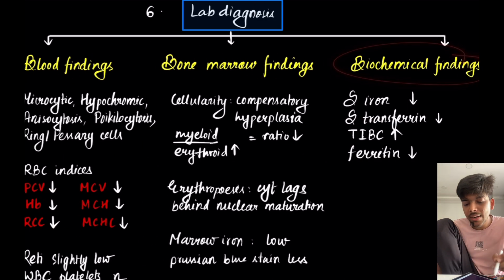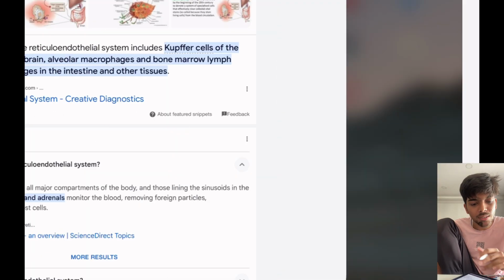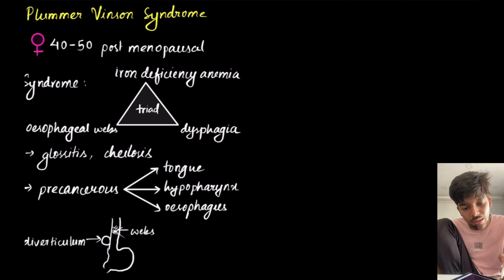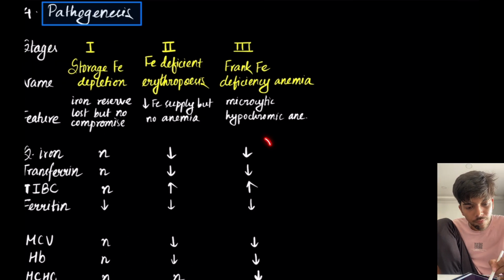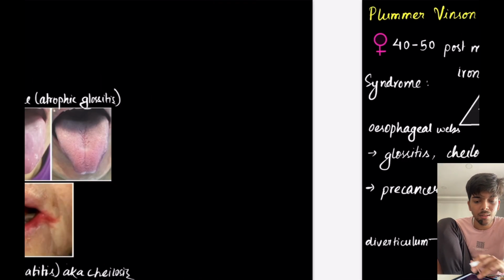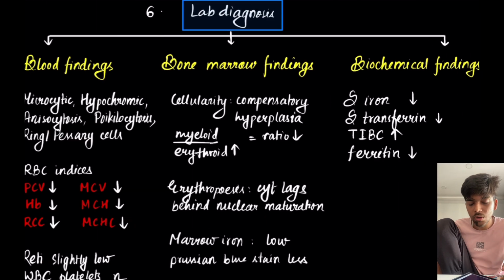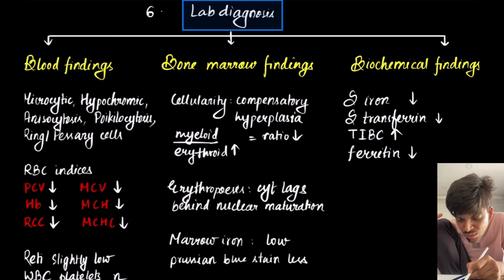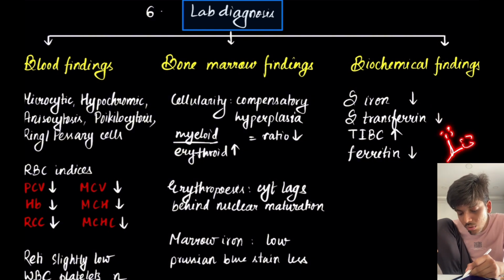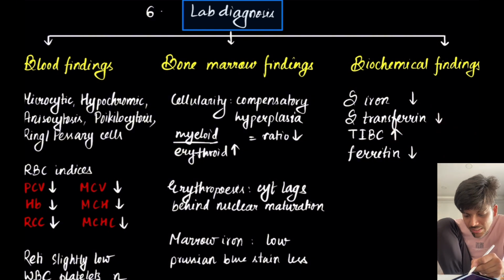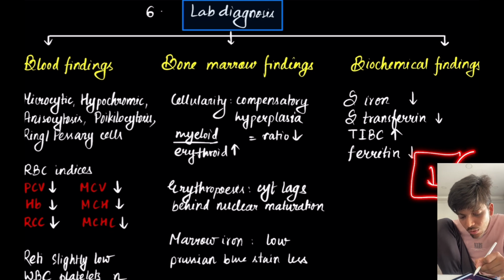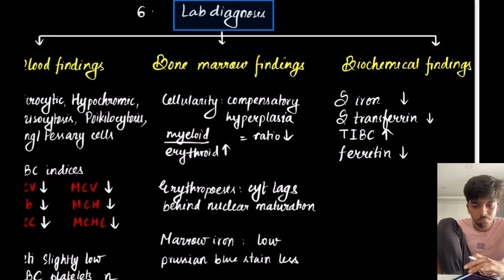Finally, biochemical findings, the same stuff that I explained earlier in pathogenesis. These are the biochemical findings that you are going to get. Obviously, serum iron is going to go down. When serum iron falls down, transferrin saturation falls down. Transferrin is empty, so total iron binding capacity increases. The stored iron in the liver goes down, so ferritin goes down.